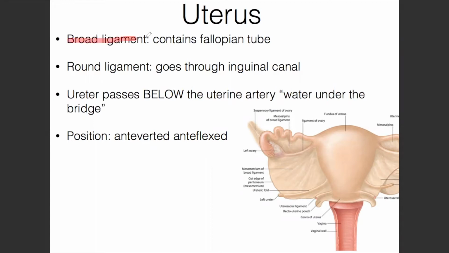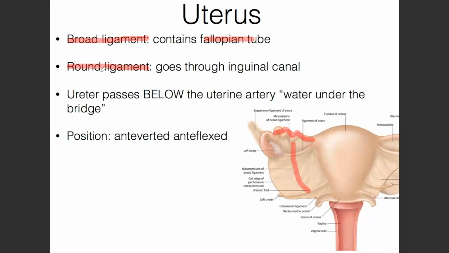Second, the ligaments of the uterus are very important to know. The two most important ligaments are the broad ligament of the uterus and the round ligament of the uterus. The broad ligament is this whole thing, as you can see. It's a really big ligament and it contains the fallopian tube. The fallopian tube is actually inside the broad ligament.